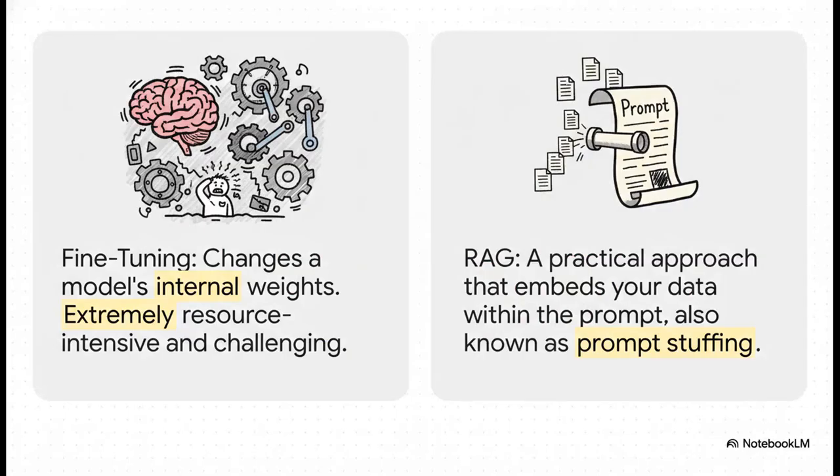Well, you've really got two main options. There's fine-tuning, which is this old-school ML approach that's incredibly complex and expensive. And then there's the much more practical approach for most of us, Retrieval Augmented Generation, or RAG. It's a really fancy name for a simple, beautiful idea. Find relevant information from your own data and just stuff it right into the prompt.